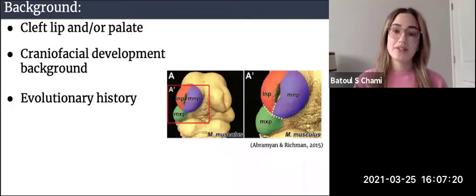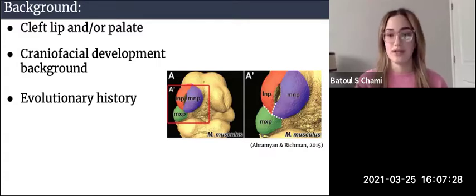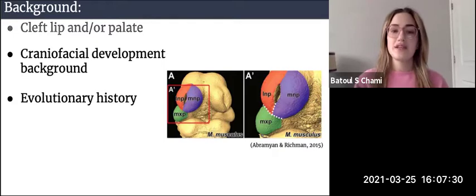For some background on our interest with this research, craniofacial development is being studied because the cleft lip and/or palate is one of the most common birth defects in humans. Specifically, amniotes, which is the group consisting of mammals and reptiles, were studied.